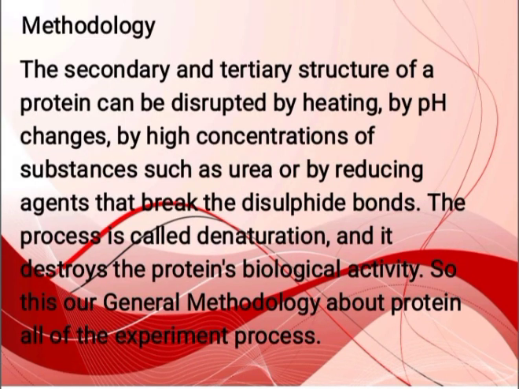For the methodology of the experiments, our general methodology for the different experiments in protein is that the secondary and tertiary structure of a protein can be disrupted by heating, by pH changes, by high concentration of substances such as urea, or by reducing agents that break the disulfide bonds. The process is called denaturation and it destroys the protein's biological activity. So these are the general methodology about proteins for all of these experiments.